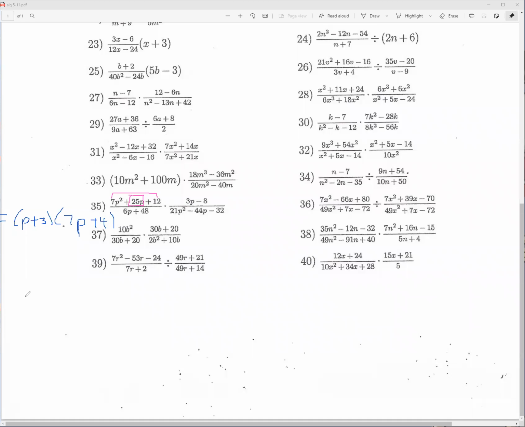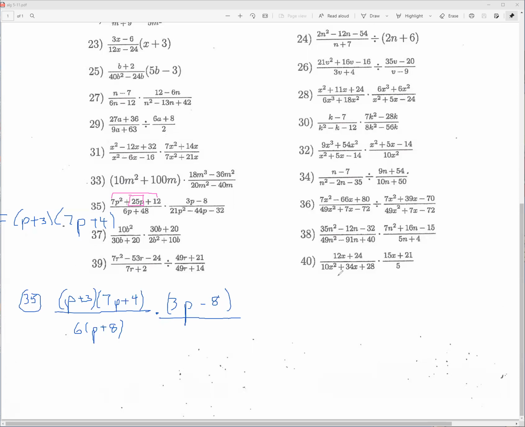So now our 35, to carry on here, we've got p plus 3 times 7p plus 4. I apologize for the lawnmower sound in the background if you can hear that. Over 6p plus 8 times, all right, this is just 3p minus 8, over, and we've got another terrible fraction.